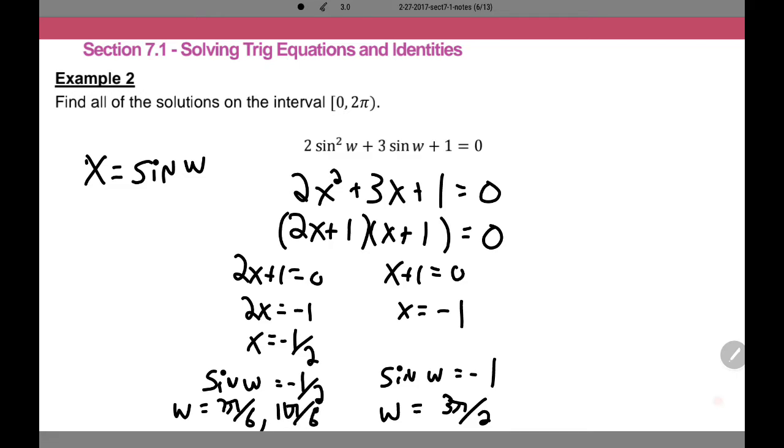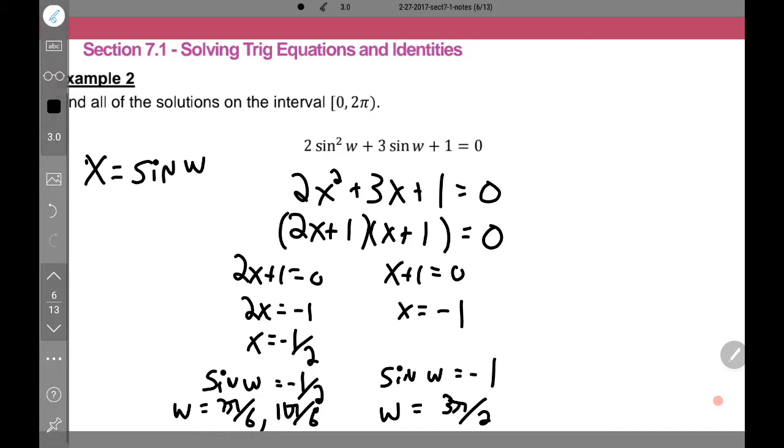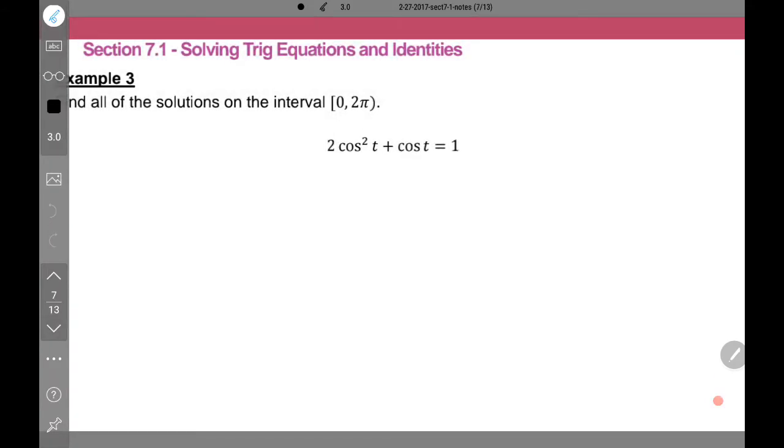So again, we're going to have more solutions because we have sine squared and then plus sine. So before, when we had just sine, we had 2 solutions. Here we ended up with 3. The last example we had 4. So we're looking for a few more solutions. That's why we're sticking to this interval 0 to 2 pi, just to keep things a little less complex.